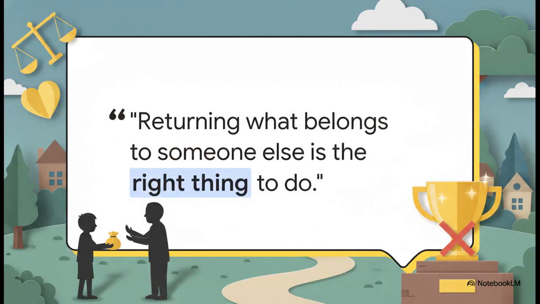Adam politely turns him down, saying, "Thank you, sir, but I don't need a reward. Returning what belongs to someone else is the right thing to do." Wow, right? This is the moment where Adam's internal integrity just shines. He completely rejects an external prize, because to him, being honest wasn't some special favor. It was just the basic expectation he has for his own behavior.